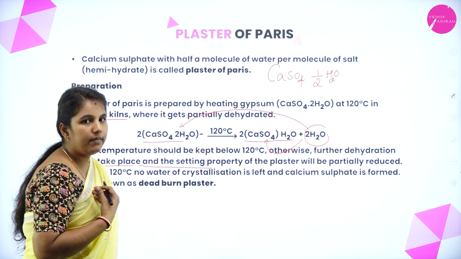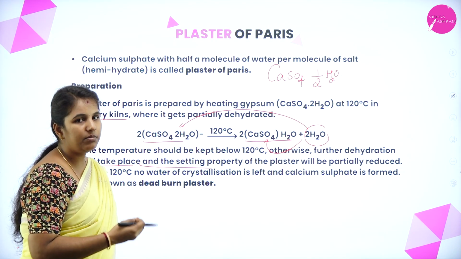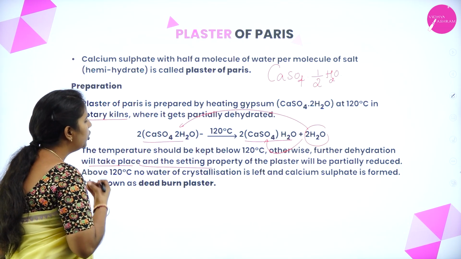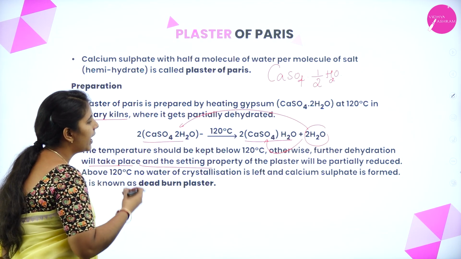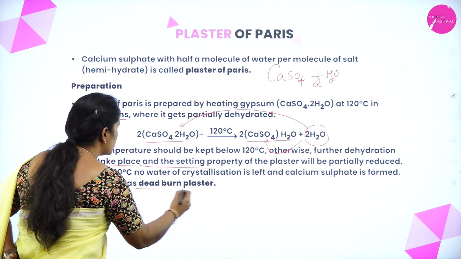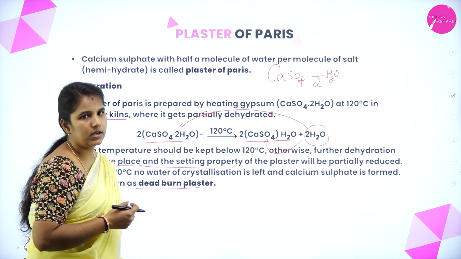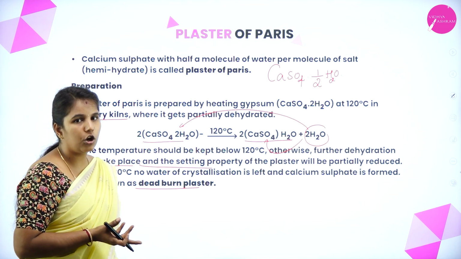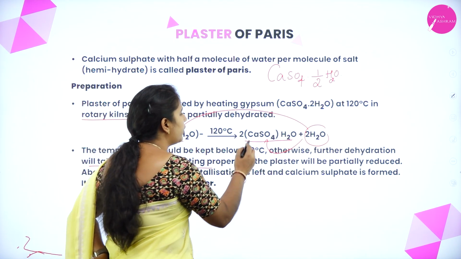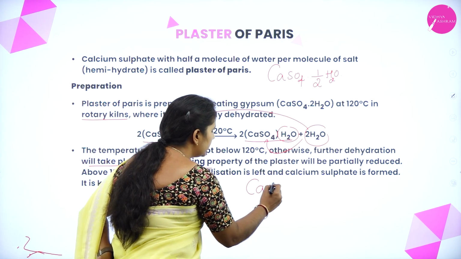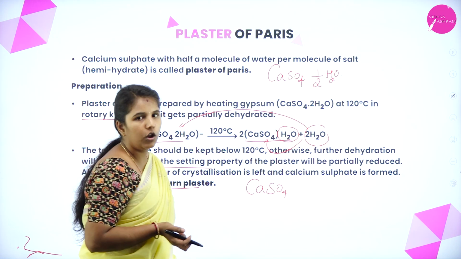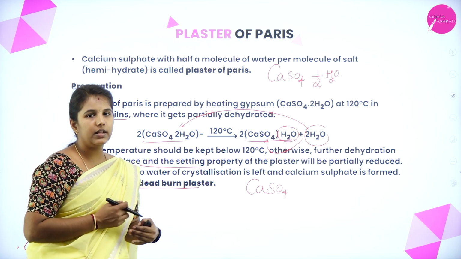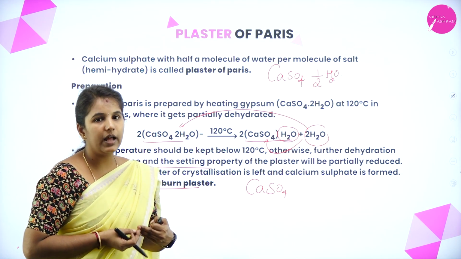That is why, while making this plaster of Paris, they will keep the temperature below 120 degrees. Above 120 degrees, no water of crystallization is left and calcium sulfate is formed, which is also known as dead burn plaster. If you increase the temperature above 120 degrees, there will be no water at all. So if you remove the water from this compound, it will become what? Calcium sulfate itself, with no water molecule. This is known as dead burn plaster. So we cannot use that plaster to make anything.